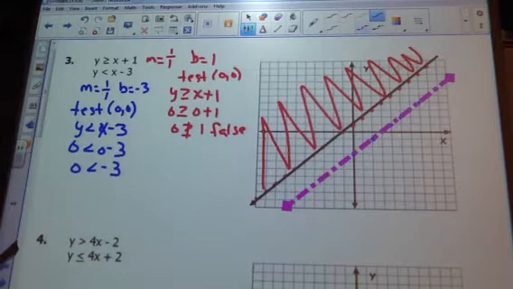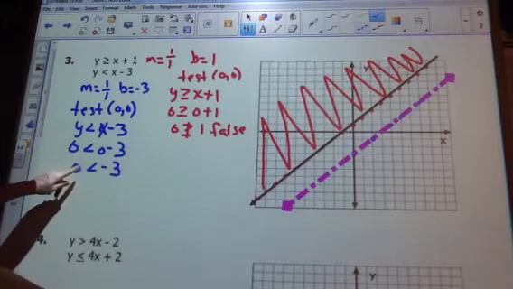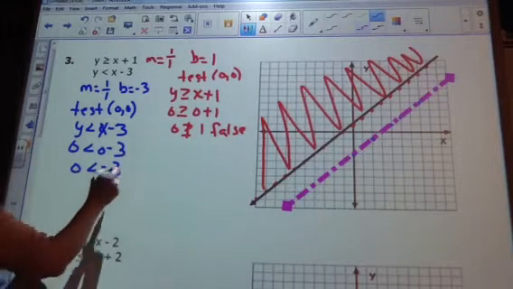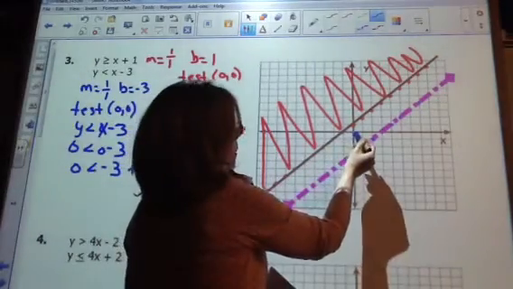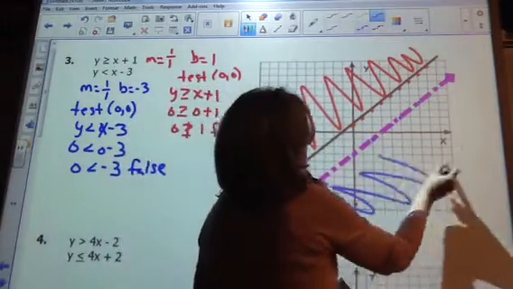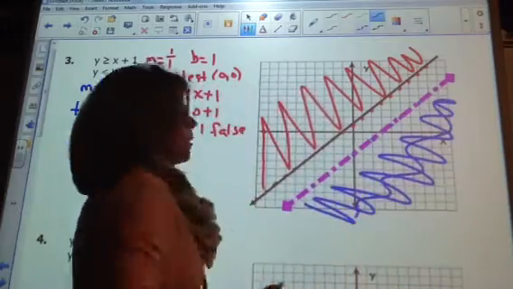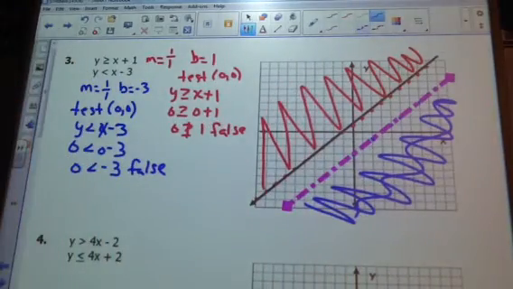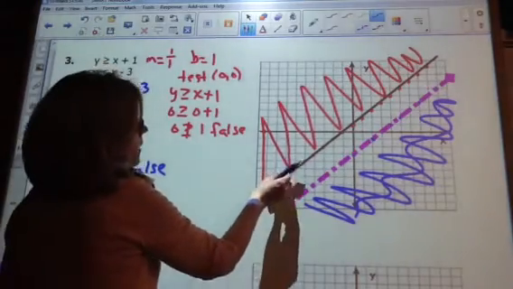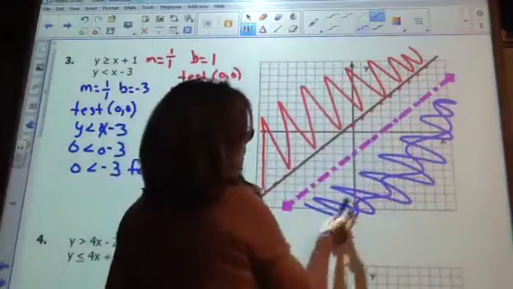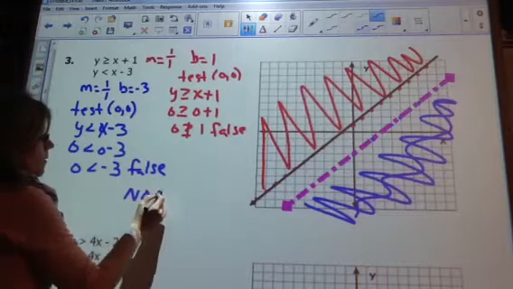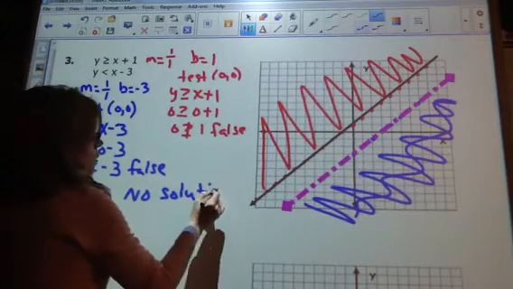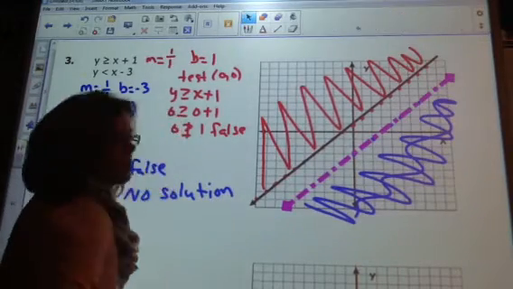Okay, so is 0 less than -3? That is false. Okay, so this right here is not part of the solution. The solution is this way. So do you see where these overlapped? No, because there isn't any. There's no overlap between this inequality and this inequality. So this would be an example of no solution because they do not intersect.